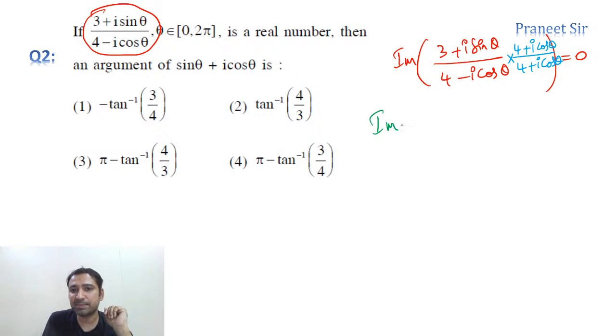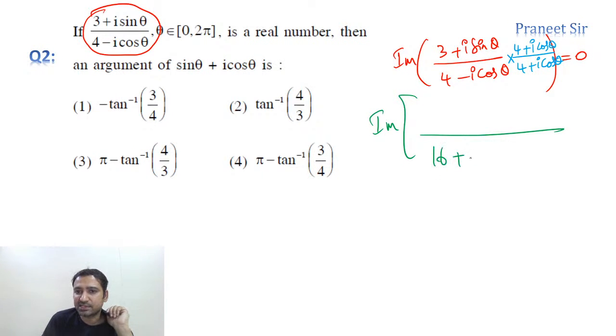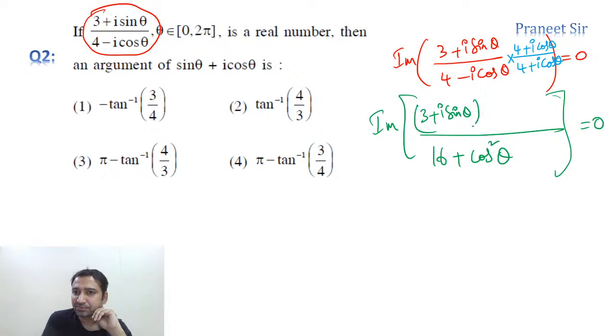So the imaginary part of this, the denominator we know. Denominator is 16 plus cos square theta. And what about the numerator, guys? Numerator is 3 plus i sin theta into 4 plus i cos theta. That's what we're getting.